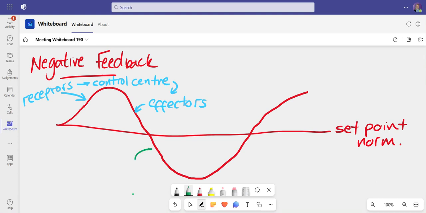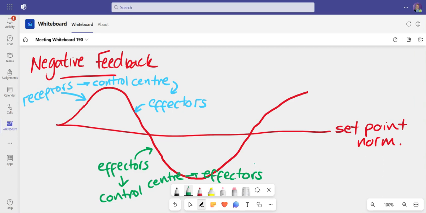So the change is detected, first of all, by the receptors. The receptors send a signal to the control center. The control center sends a signal to the effectors, and the effectors bring about the change that causes it to increase back up to the norm. So we're always trying to get it on this normal. So for temperature, the set point we're aiming for is about 37 degrees C or 37.5 degrees C. Okay, and it's always going to be made up of those, and that makes up our negative feedback loop.